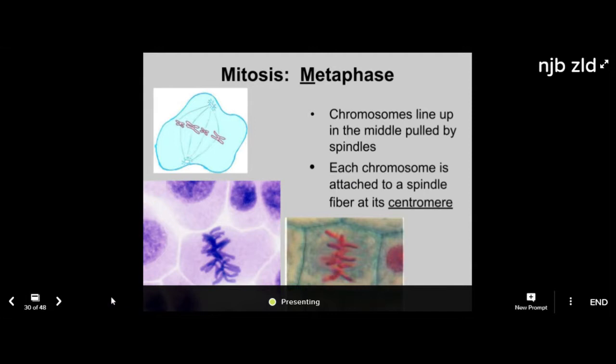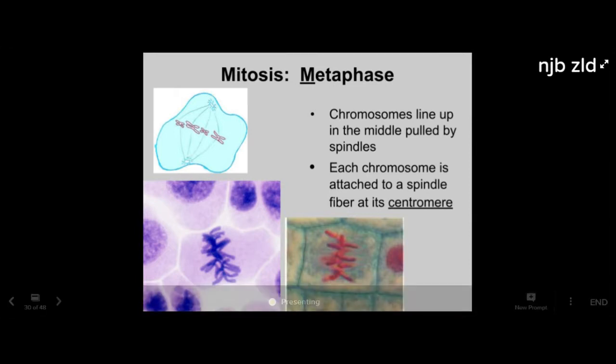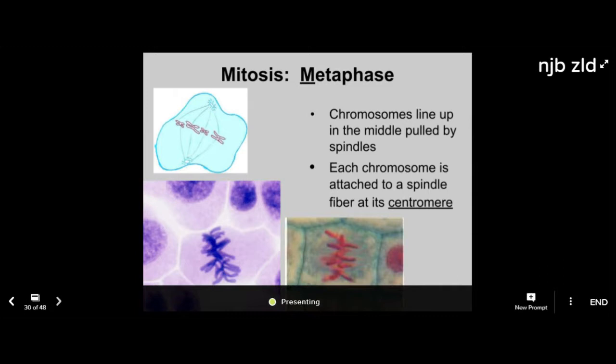You can't usually see the spindle fibers in those micrographs. You can see the chromosomes because the chromosomes take the dye, the stain that the scientist puts on the cell, and they stain purple or nice red colors. The spindle fibers are just more delicate. Those spindle fibers that are getting ready to tug them apart don't take the stain as well. But they are there. They're just hard to see.